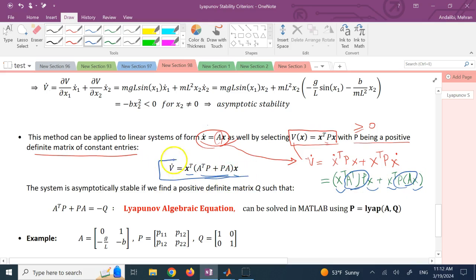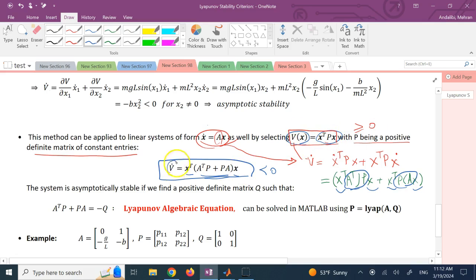So V dot becomes that. Now if this V dot is negative, then the system is stable, because P was positive, which means V is positive, because this term is a quadratic term. As long as P is a positive definite matrix, V is always positive for non-zero x.